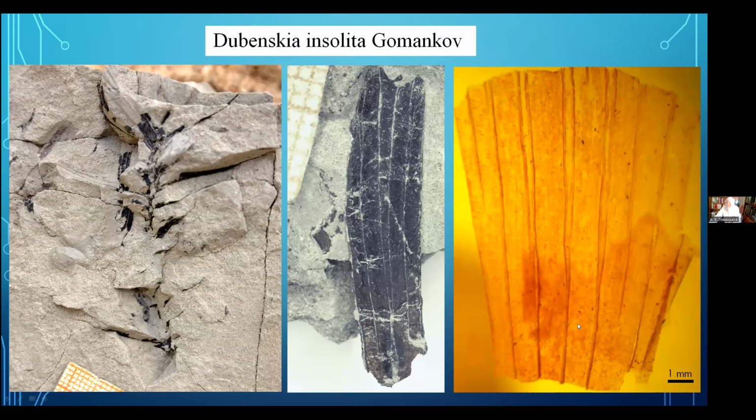The second species of the first group, compressions associated with impressions, is Dubensky insolita. It is represented by impressions of spiral twigs or isolated linear leaves. The leaves have dorsal furrows at their abaxial surfaces. It has grooves at the bottom of which all the stomata are concentrated. You can see these dorsal furrows here in translucent light and here in reflected light.